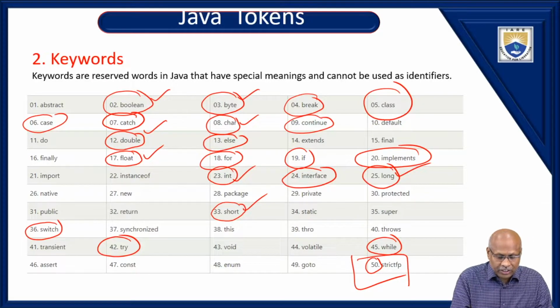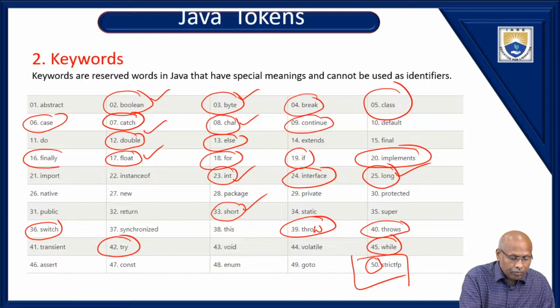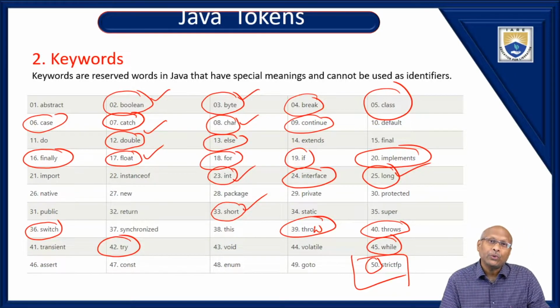Try, catch, then throw, T-H-R-O-W, throws, as well as finally. These are the 5 keywords related to exception handling. So you will find a set of keywords, and as and when the program needs, you can use these keywords.